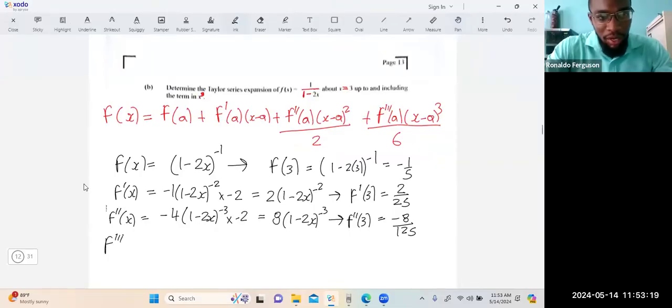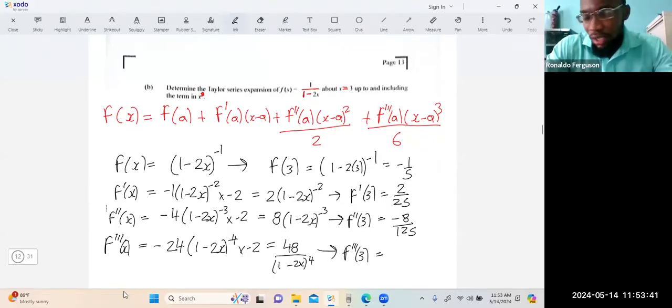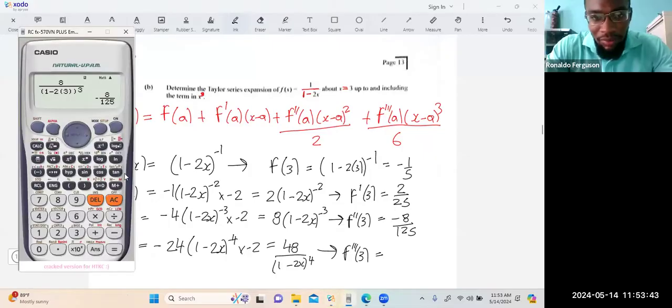F triple prime of x equals: carry down the power, subtract 1 from the power, multiply by the derivative inside the bracket. That works out to be 48 over 1 minus 2x to the 4th power. And then we plug in, so f triple prime of 3 equals, let's plug that in.